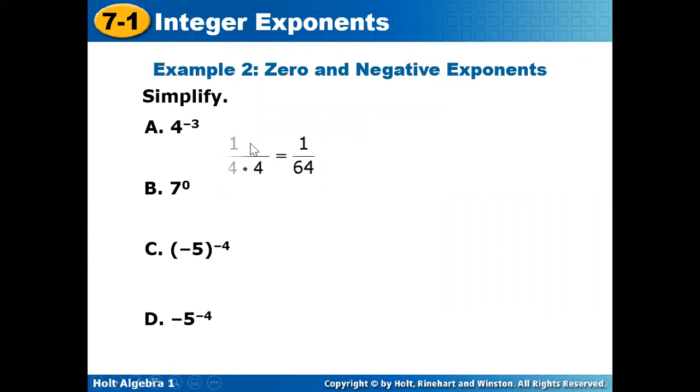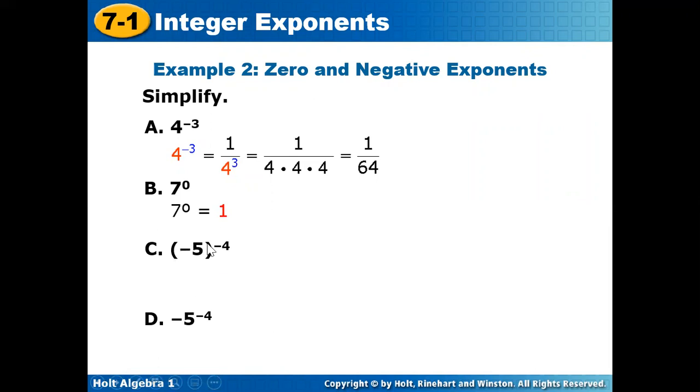All right, so same thing. 1 over 4 to the 3rd. 4 times 4 times 4 is 1 over 64. Anything to a 0 power is 1. Now these, be careful with these, right?